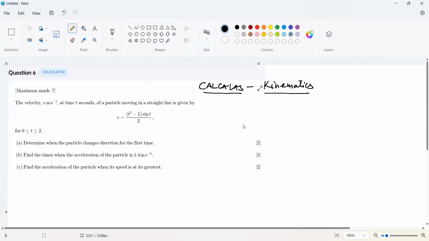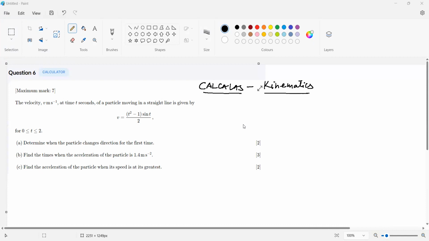Okay. So we are given the velocity function of a particle moving in a straight line, with velocity v equal to (t square minus 1) sine t upon 2. This is what we have for the velocity function from 0 to 2. Determine when the particle changes direction for the first time.